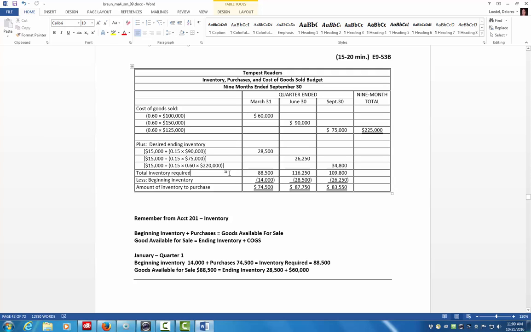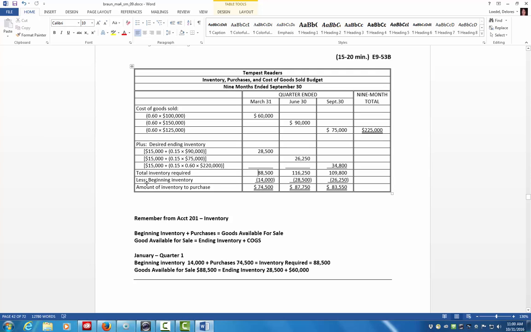Total ending required is what we are selling plus the desired ending inventory. Okay, so in just a moment I'll go through another way of thinking about this, but just remember what is required is going to be what we're selling plus what we want to be required or desired in our ending inventory. So we require inventory of 88,500 for this first quarter, and then the second quarter and third quarter.